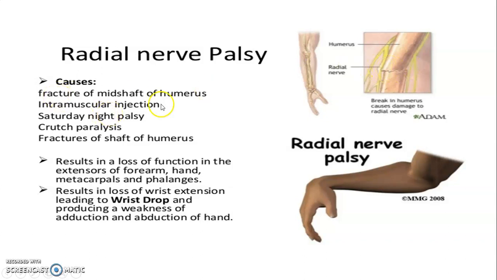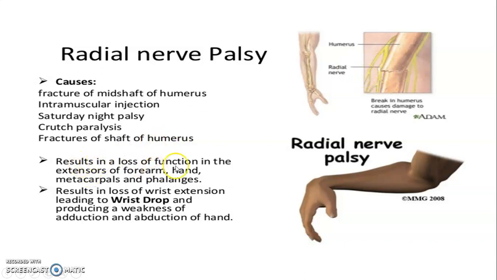You can get it through intramuscular injections or Saturday night palsy, as you sit with your arm on the chair for a long time, the chair compressing the radial groove. It can bring about Saturday night palsy. And then there's crutch paralysis. The people who use crutches because of lower limb issues, crutches can compress the radial nerve. And you also have midshaft fractures of the humerus.